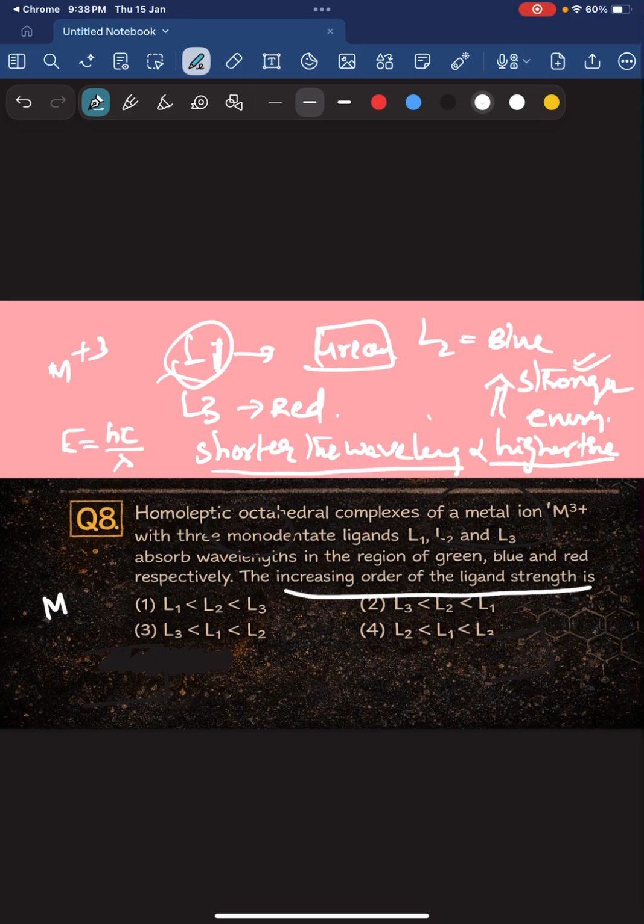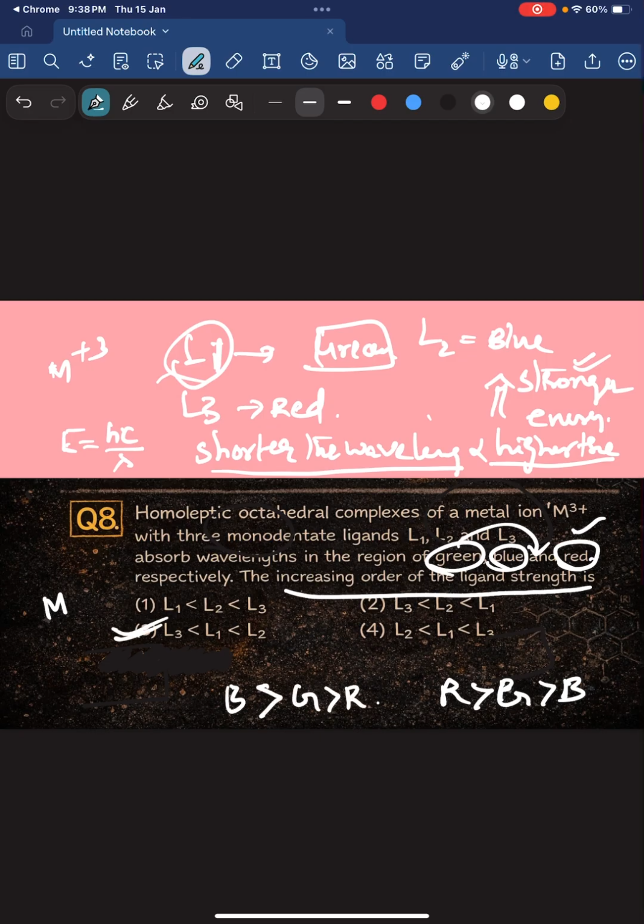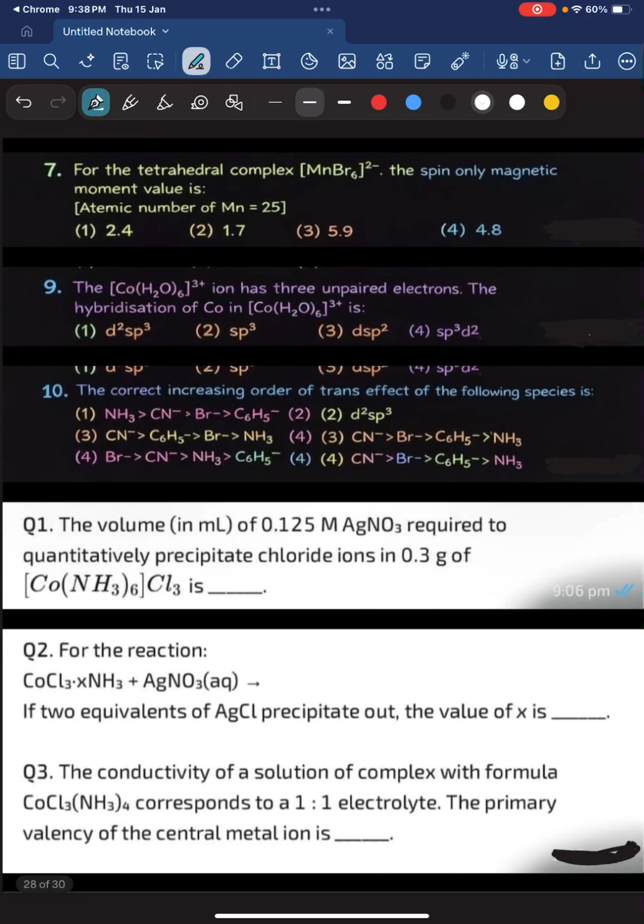Here, if you see the VIBGYOR colors, the highest wavelength is red, the lowest wavelength is blue, and green will be in between them. So wavelength-wise R is greater than G greater than B, but energy-wise B is greater than G greater than R. That's how we can get option 2 as the answer. Hope it is clear. Coming to the next question.